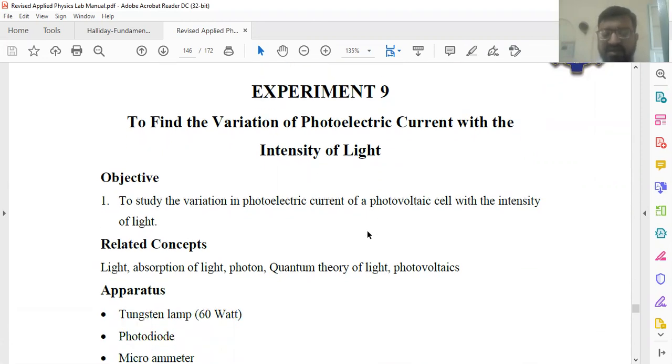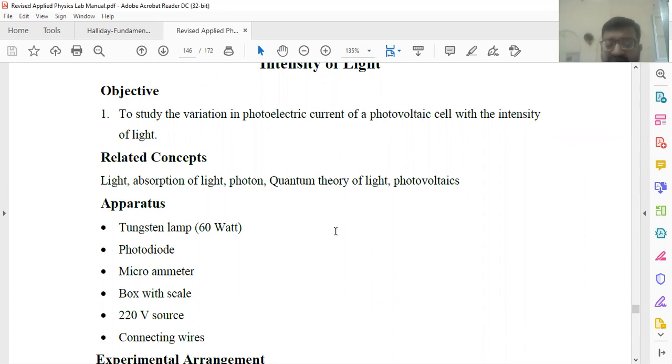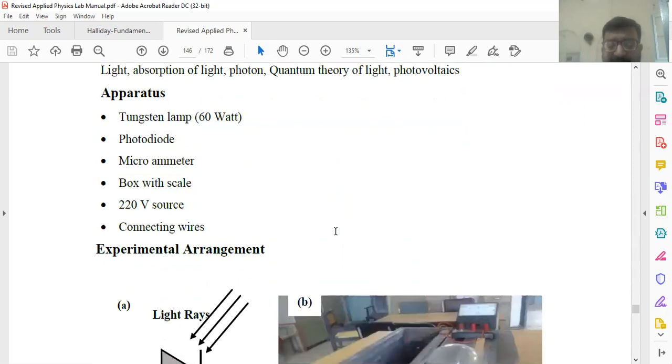Here the current is provided by the light, not by the battery. So in such a situation, you don't need any battery or anything related to which causes the flow of electrons in any circuit.